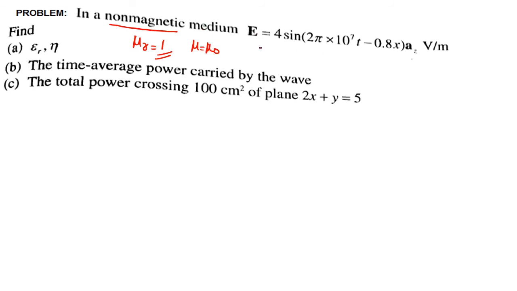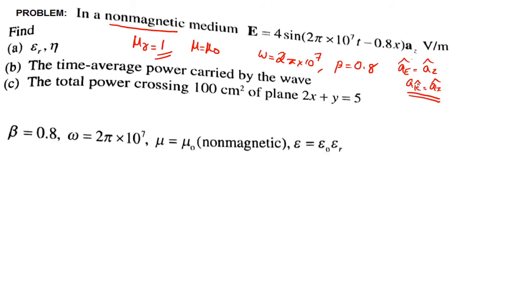Again, all the rest of the things are given: 4 sin(omega t minus beta x). So that is the format. If you want, you can write omega is 2 pi into 10 raised to 7. Beta is given as 0.8. Then the E direction is AZ, and AK is the positive x direction, so it is AX. All these you can write. So AK is AX, which means what will be the direction of the Poynting vector? That will also be in the same direction, AX.